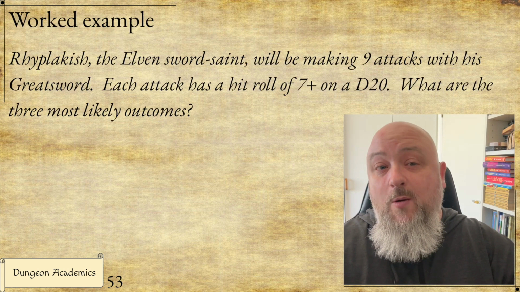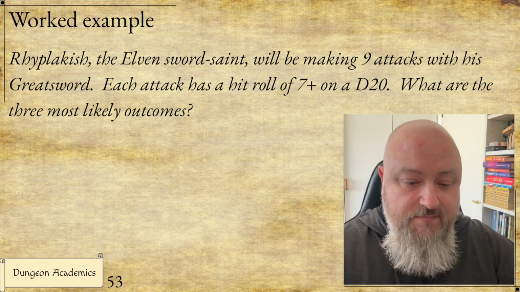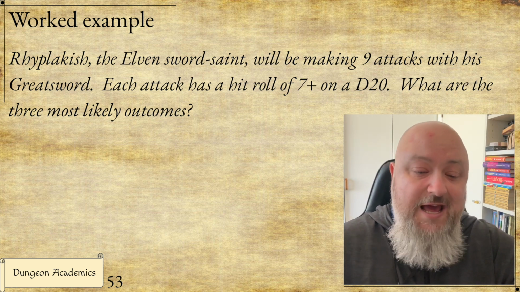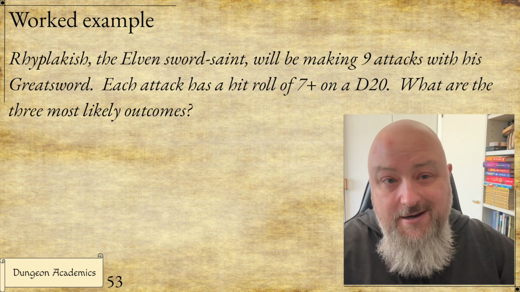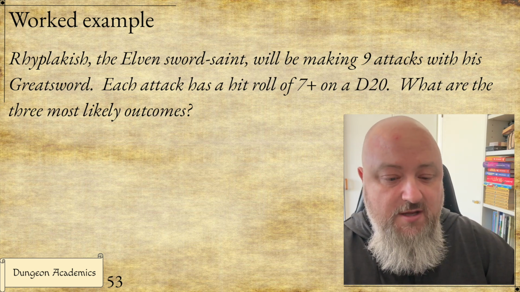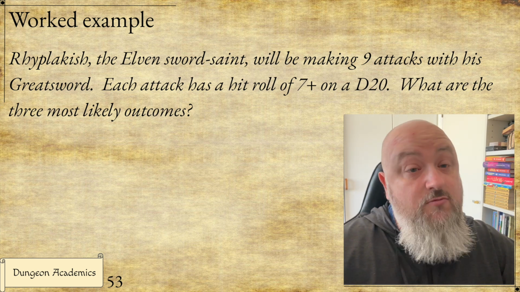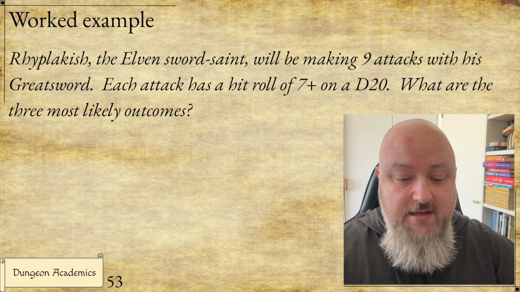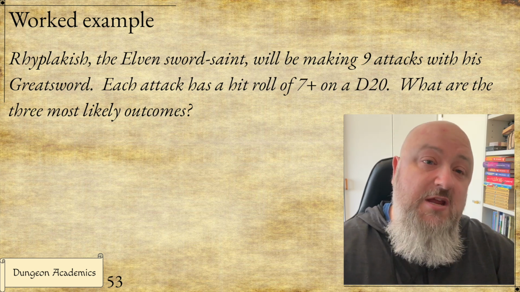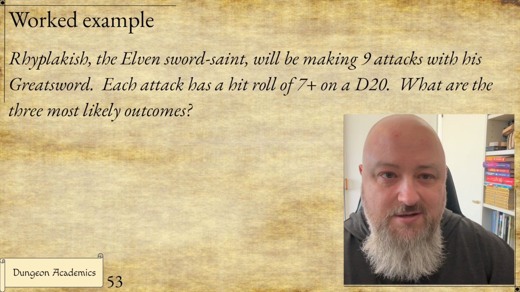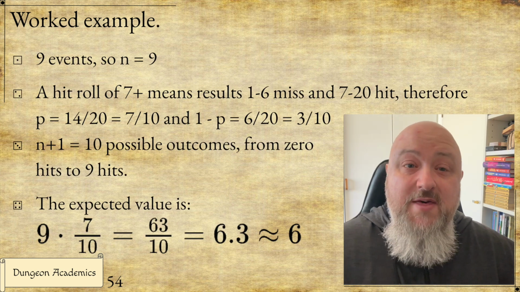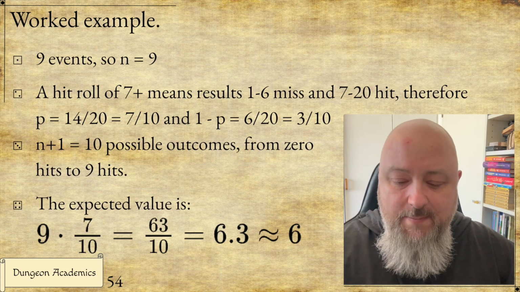Okay, let's look at one more example together. Riplikish, the elven sword saint, will be making 9 attacks with his greatsword. Each attack hits on a roll of 7+ on a d20. What are the 3 most likely outcomes? Let's use the power of maths to predict what's going to happen here.